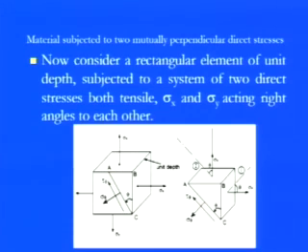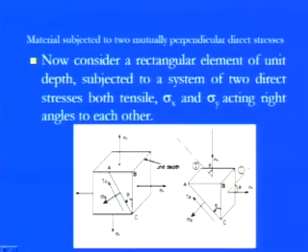Now this is the third case. The previous two cases we discussed were when the material is under the influence of pure stress and when the material is under the influence of pure shear stress. Now, when the material is subjected to two mutually perpendicular direct stresses, like in the x direction and the y direction, consider a rectangular element of unit depth, shown in this diagram, subjected to a system of two direct stresses, both tensile, at right angles to each other. That means both are mutually perpendicular.